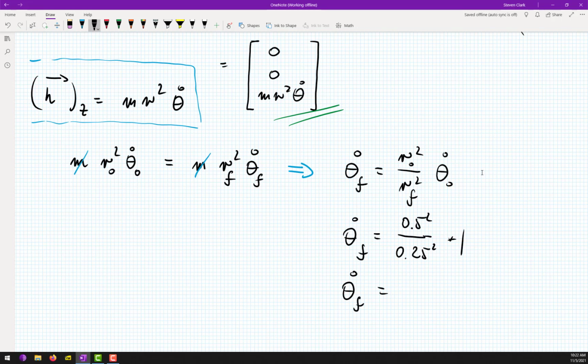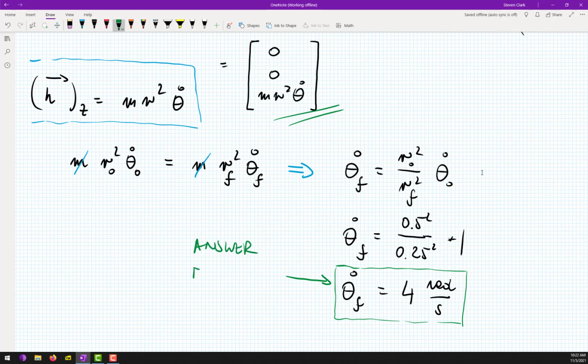Okay, grab your calculators and find that our theta final is 4 radians per second. Yeah, and this is actually what they asked us to find. This is our answer. Actually, answer to part B, yes? So we solved B before A.